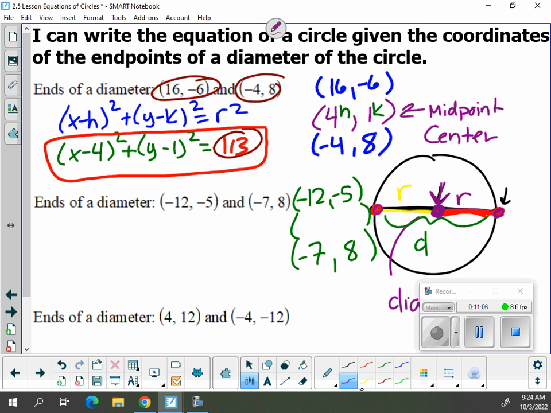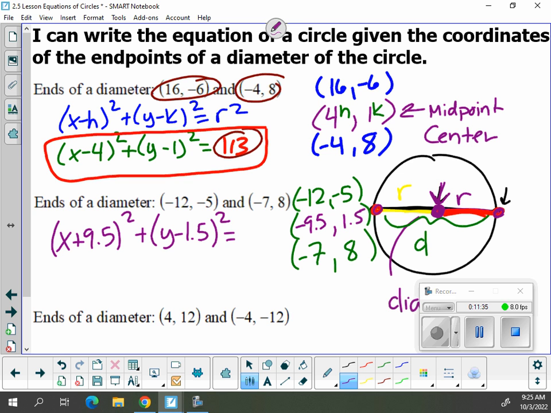It's going to be -9.5. And the midpoint between -5 and 8 is going to be 1.5. And so we could just plug those in just the way we'd plug in regular integers. We can say (x + 9.5)² + (y - 1.5)².